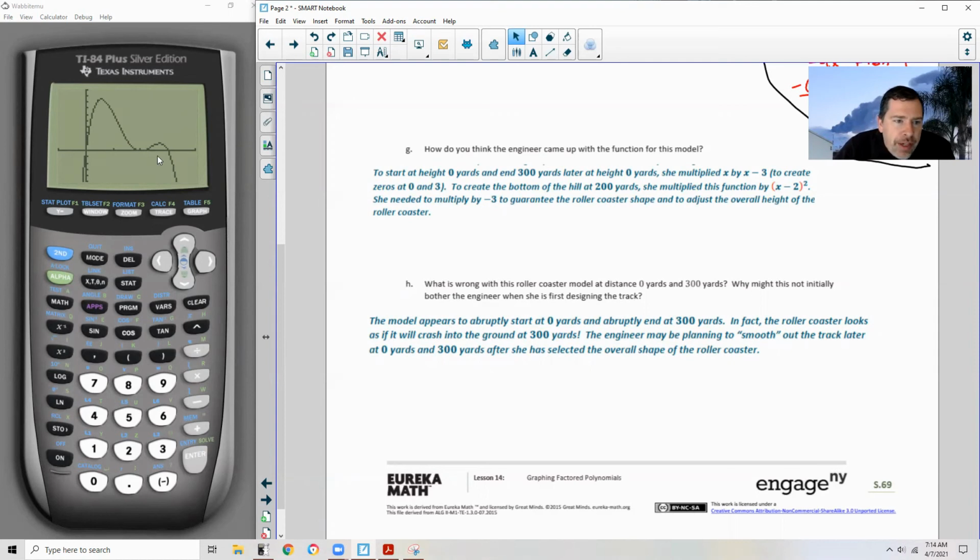Okay, so that's what I was saying. It looks like it's going underground, or actually if you can't go underground, you'd be hitting the ground. And if you're going at any momentum, then obviously people would get injured.